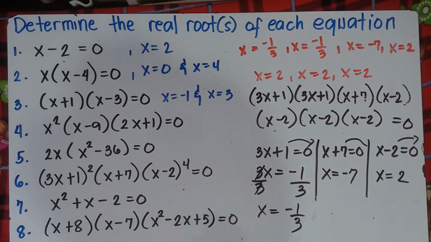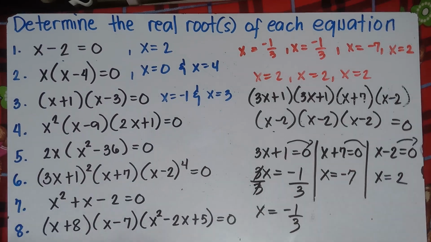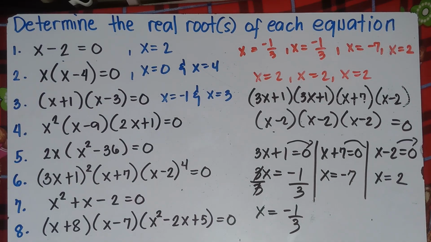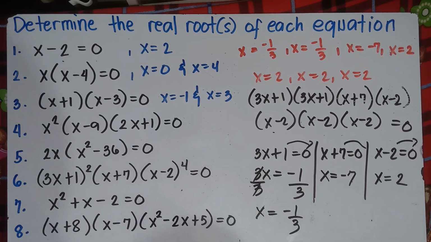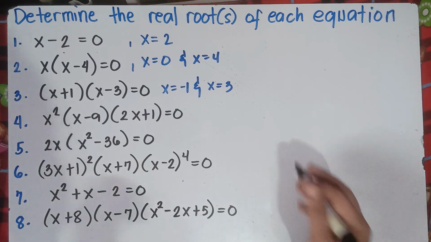So in multiplicity, class, you will just write this one as: 2 is a root of multiplicity 4. This x equals 2, you can write in multiplicity, because this 2 has 4 answers, the same answer, class. But we will explain multiplicity, class, on the next part of our video. So let's try number 7.